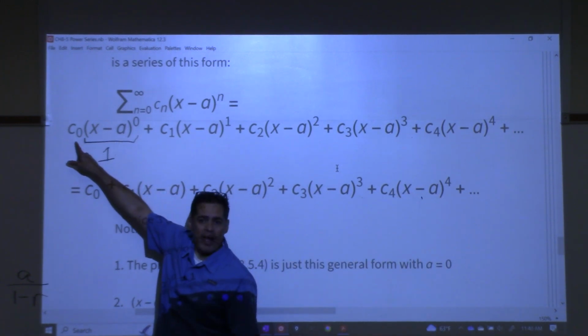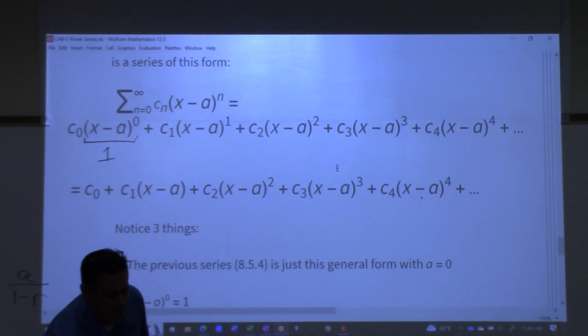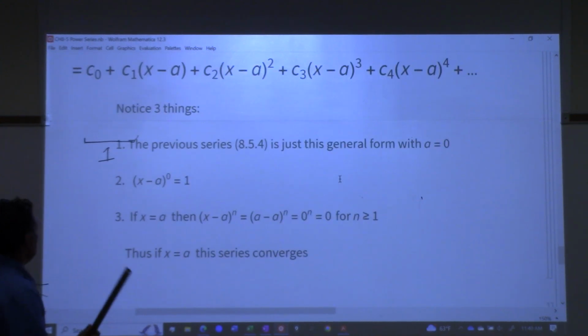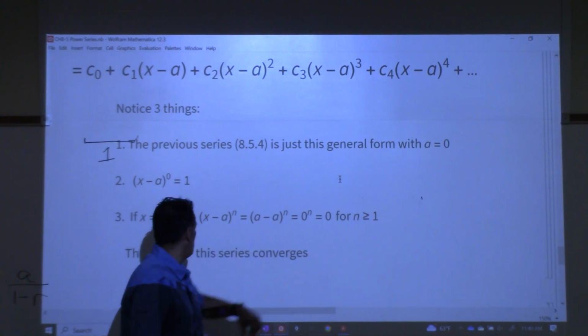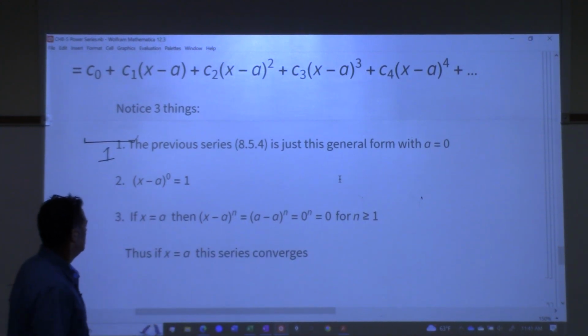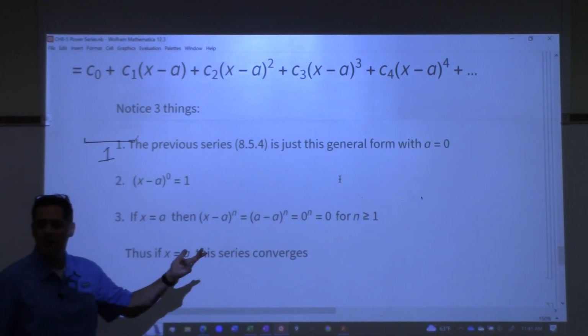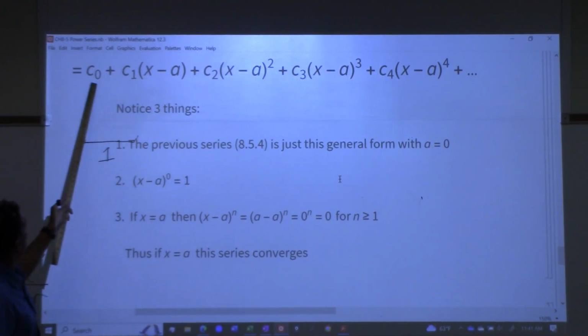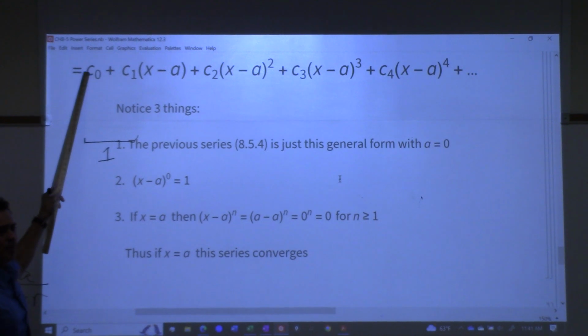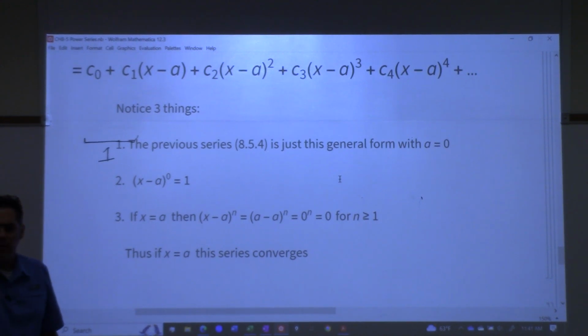1 times c sub 0. So you would get your first constant. If x is a, then everything goes away. I didn't put it there, but it would converge, wouldn't it? If I told you, hey, plug in a, the only thing you'd be left with is this, and it's just a number, and the series is converging to that number.